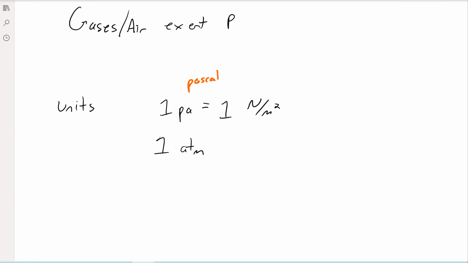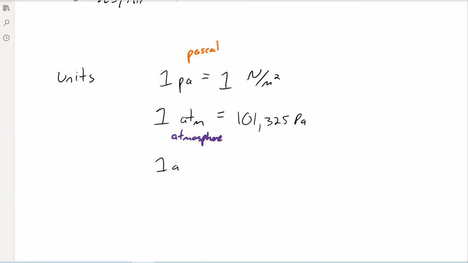We can have 1 atm, which stands for atmosphere. And 1 atmosphere is approximately the pressure of the atmosphere at sea level. So if you're at sea level, you're at approximately 1 atmosphere. Most places aren't super high up or super low down, so most people live around 1 atmosphere, and we do as well. That's equal to 101,325 pascals. 1 atmosphere is also equal to 760 millimeters of mercury.